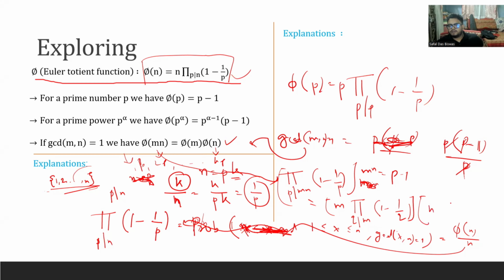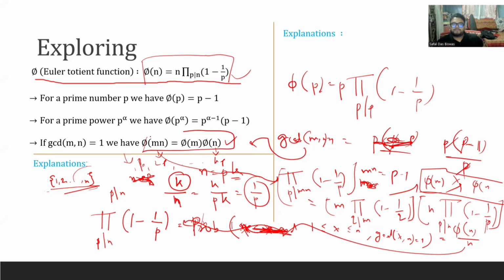So this is the product over primes p dividing n of (1 - 1/p), and luckily this is just phi(m) and this is just phi(n). So this is the product. So we proved this identity, right? And why is this happening? Because the GCD is 1.